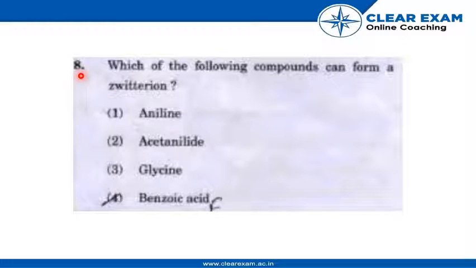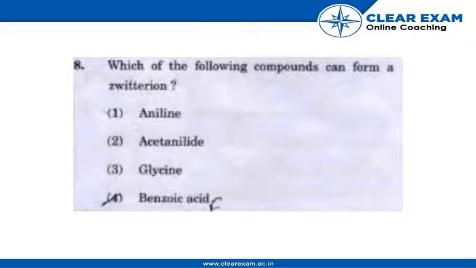Let's see question number 8. Which of the following components can form a zwitterion? First, aniline. Second, acetanilide. Third, glycine. Fourth, benzoic acid.